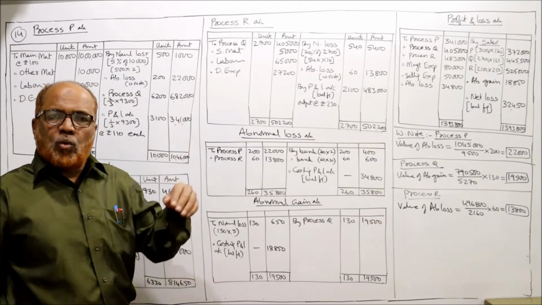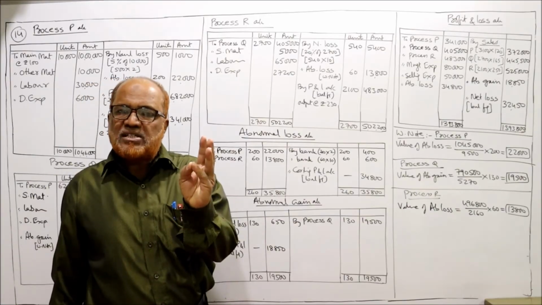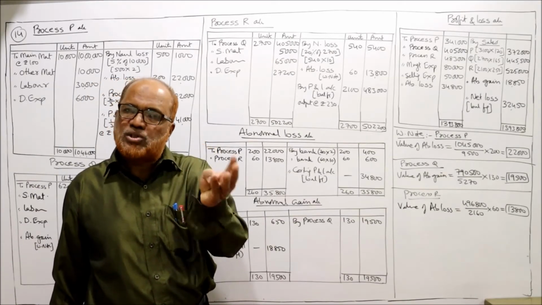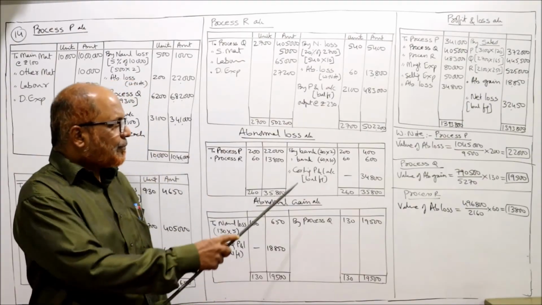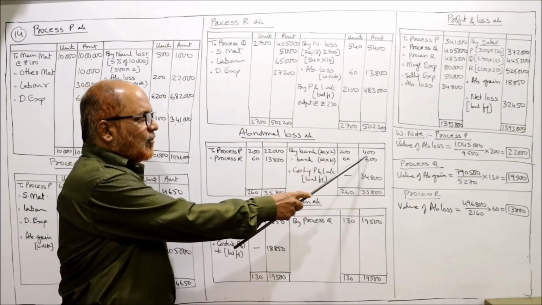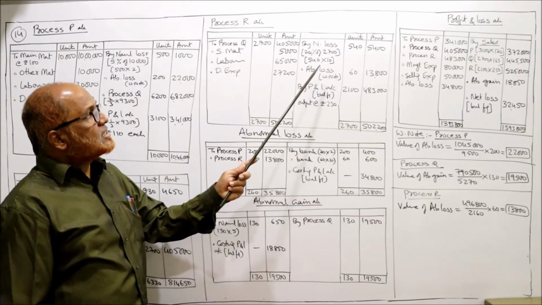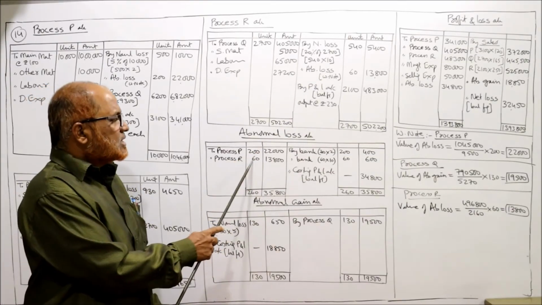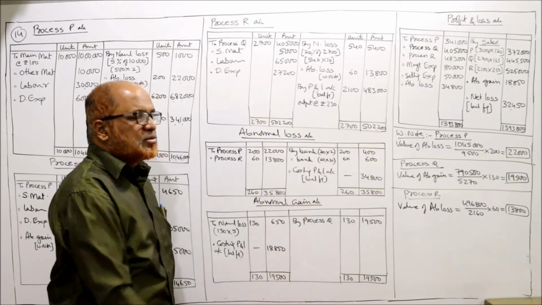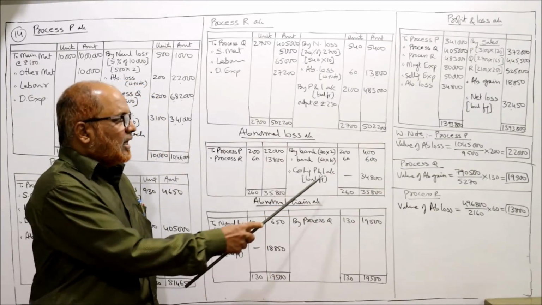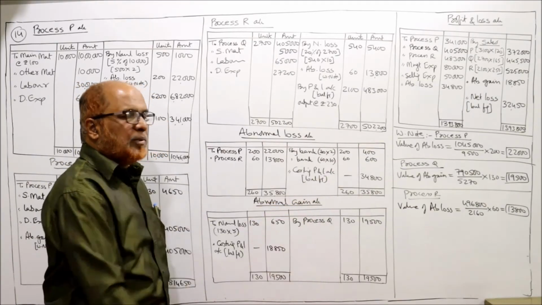Scrap value, कोई भी वेस्टेज हो, चाहे नॉर्मल वेस्टेज हो या abnormal वेस्टेज हो, scrap value will be realized. तो 200 into 2, 400. Similarly, for process R, what is the scrap value? 10 rupees. So 60 units into 10 rupees, 600 rupees will be realized.